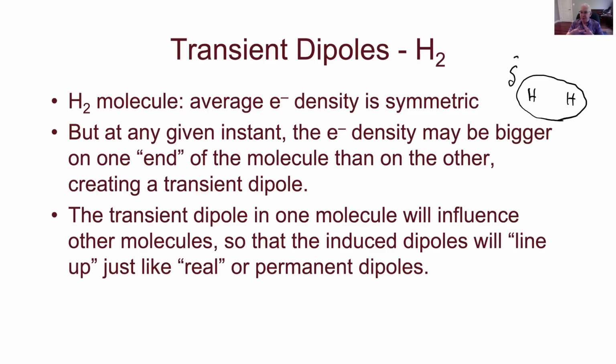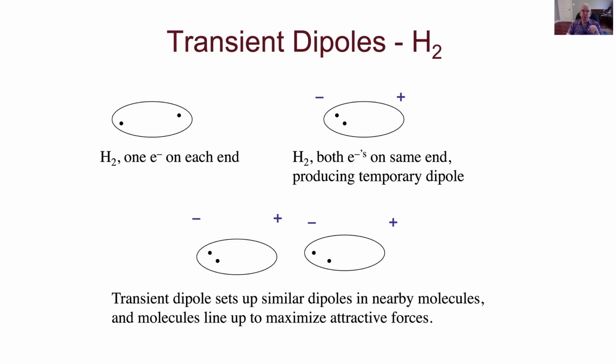These are very weak. That's why hydrogen boils at 20 Kelvin. But it will get the molecules to line up in a way that is similar to what permanent dipoles do. And so symmetric molecules, things that are not polar, that don't have a dipole moment, can still interact through these so-called dispersion forces.